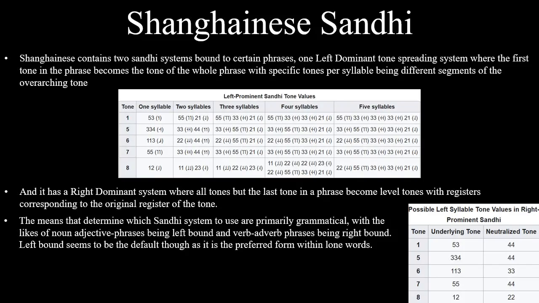What determines which system you use is mostly grammatical. For example, noun-adjective phrases use left-bound Sandhi, and verb-adverb phrases use right-bound Sandhi. And most words in their base form default to left-bound Sandhi, so that they have one unified tone.